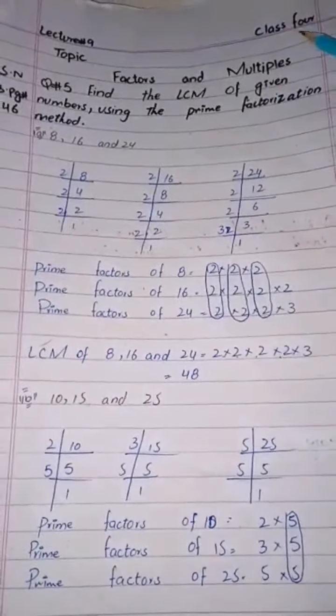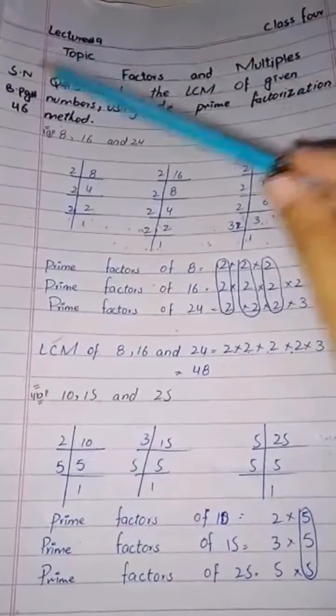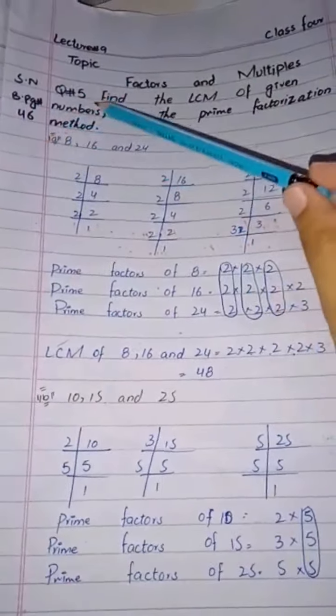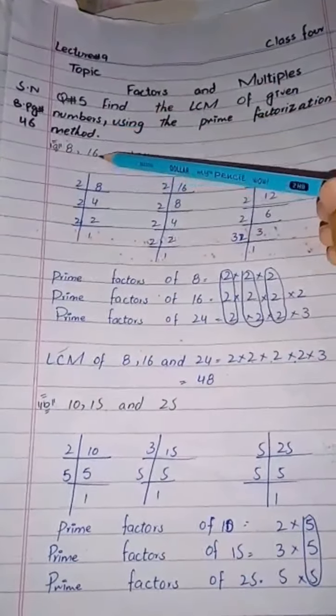Lecture number 9, class 4, and our topic is factors and multiples. Serial number book page number 47, question number 5. Find the LCM of given numbers using the prime factorization method.